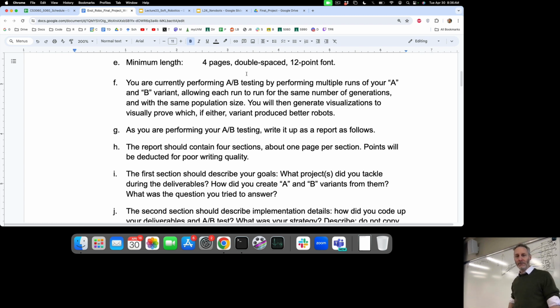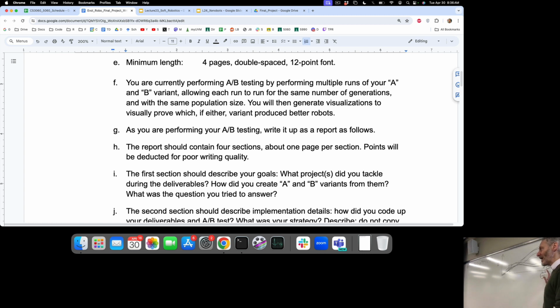That's what you're currently doing. So that's what I mean in the document by you are currently performing A/B testing, by performing multiple runs of A and B, allowing each to run for the same number of generations. When you eventually try and defend the claim next week that A is better than B, we want to have the same population size and the same number of generations.